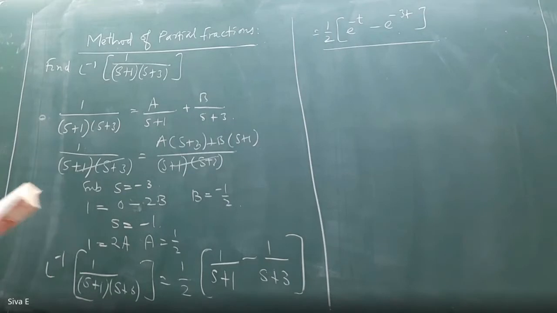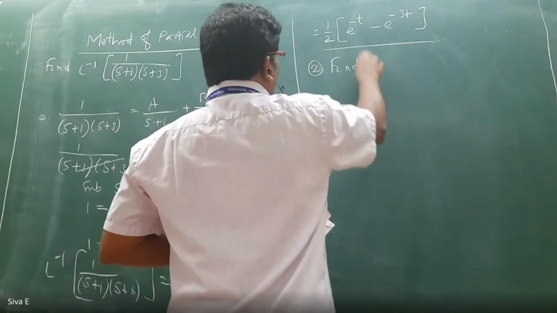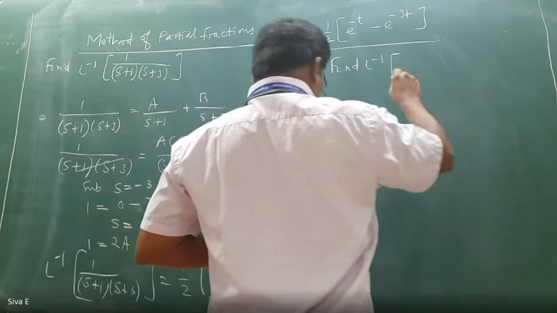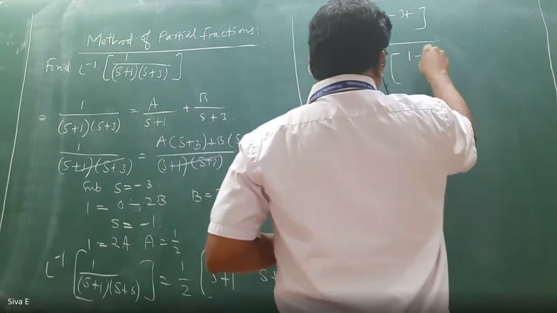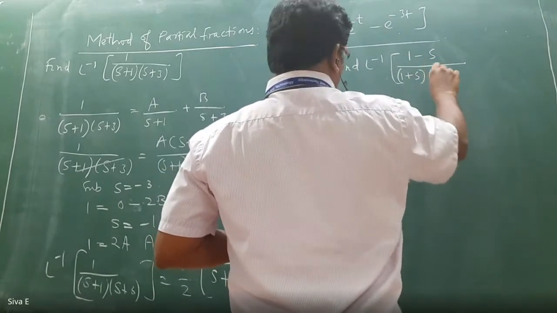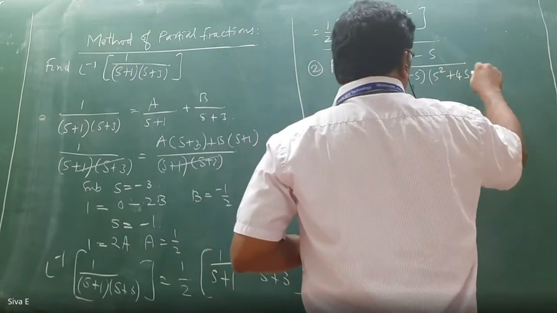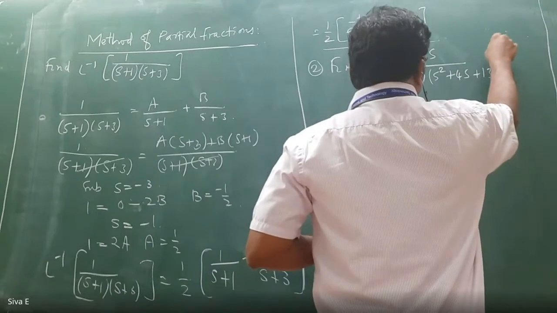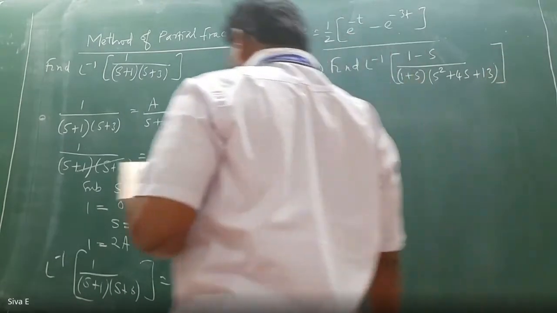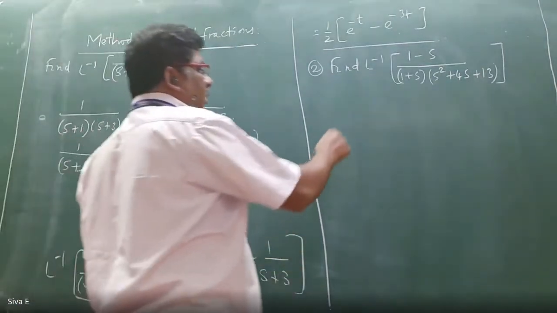Second one, find L inverse of (1 minus s) by (1 plus s)(s square plus 4s plus 13). So how can you write that? 1 minus s.